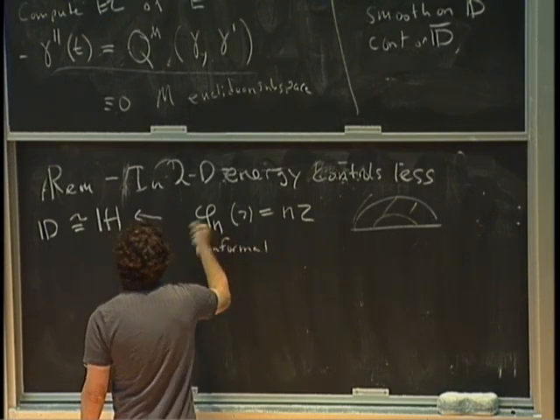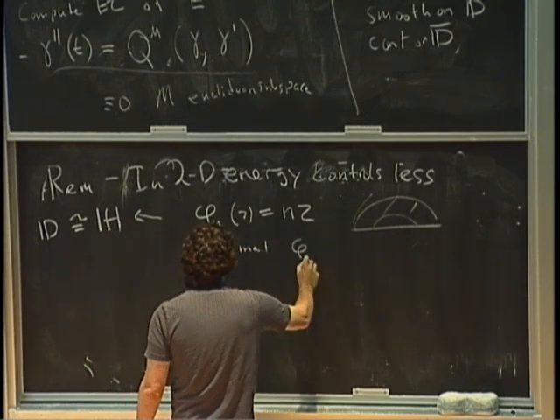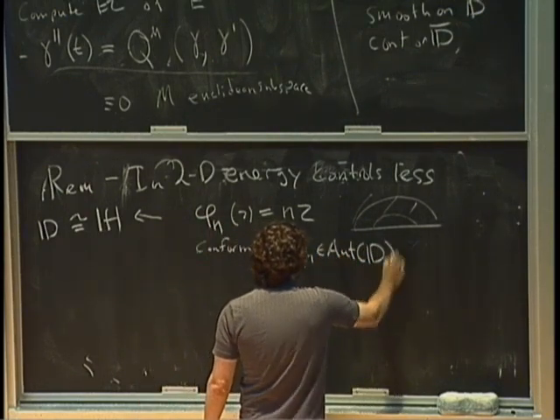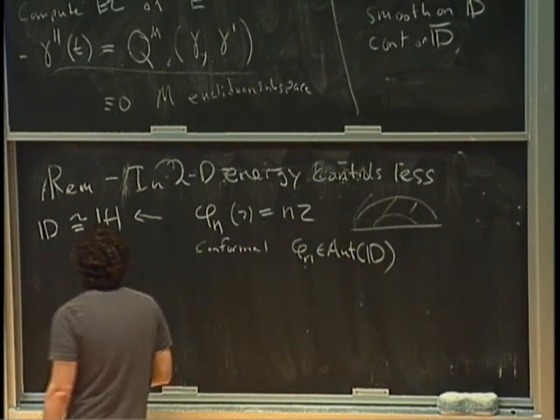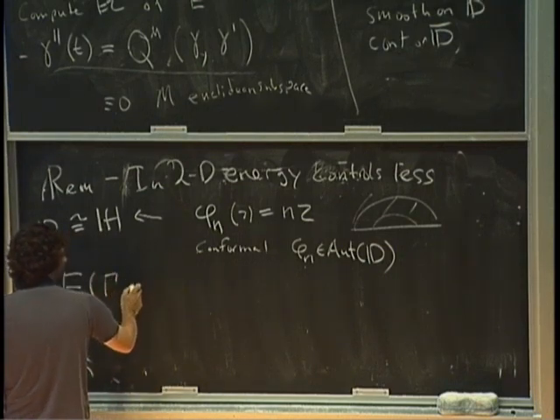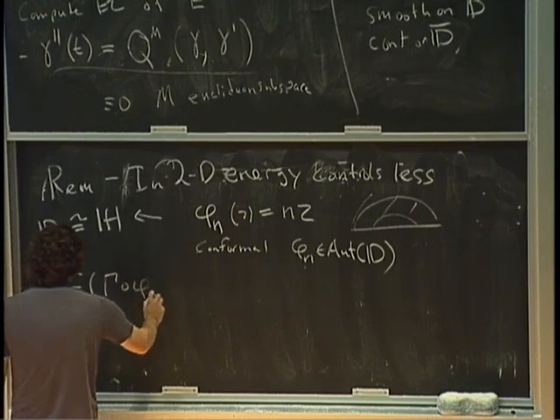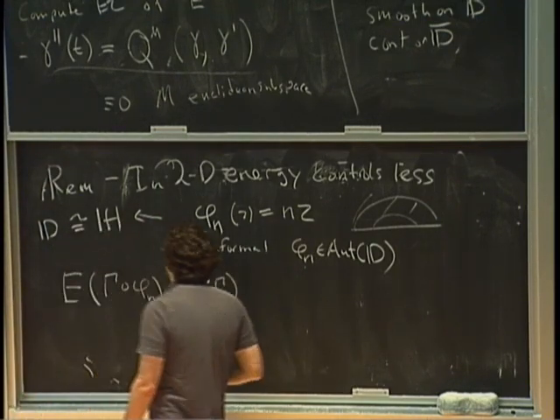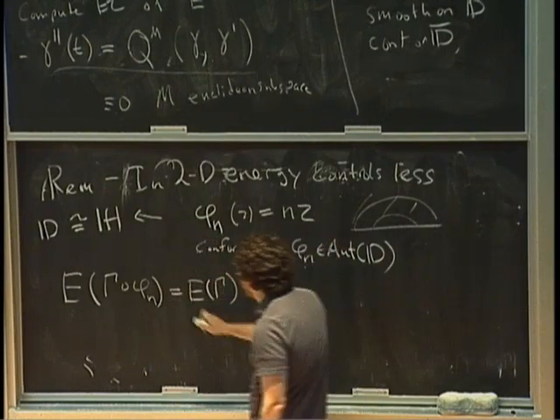And so if we now think of them as elements of the conformal group of the disk, which you can do, then you observe that given any curve gamma, the energy of gamma composed with phi_n is the same as the energy of gamma. This is just the conformal invariance of energy.